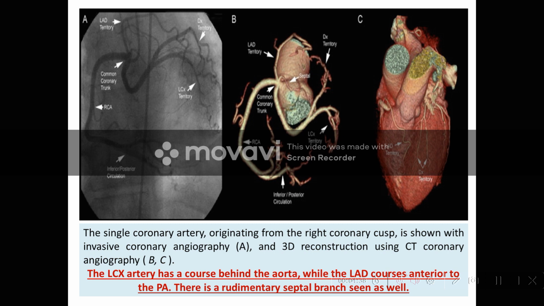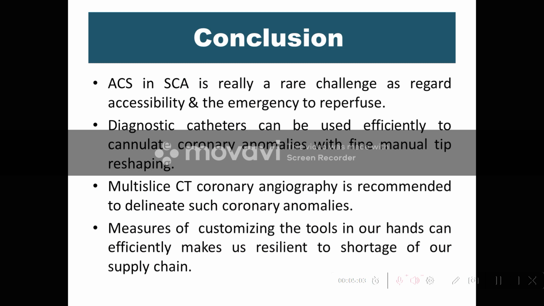In our case, after that we did coronary angiography and CT coronary angiography to delineate exactly the anatomical distribution and which type of the Lipton classification. As we see, it is an R3 type, where the LCX artery has a course behind the aorta, while the LAD courses anterior to the pulmonary artery, and there is a rudimentary septal branch seen as well.